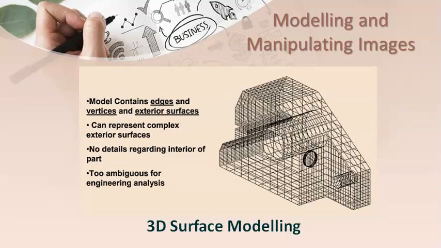The second diagram shows you the 3D surface modeling. This model contains edges and vertices as the 3D wireframe does, but also shows you exterior surfaces. This diagram can represent complex exterior surfaces. However, there are no details regarding interior part or parts. And so, for that reason, this diagram is too ambiguous for engineering analysis.